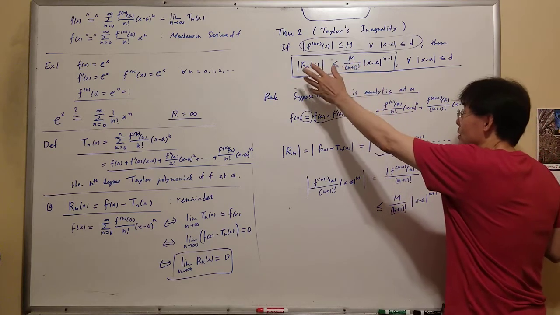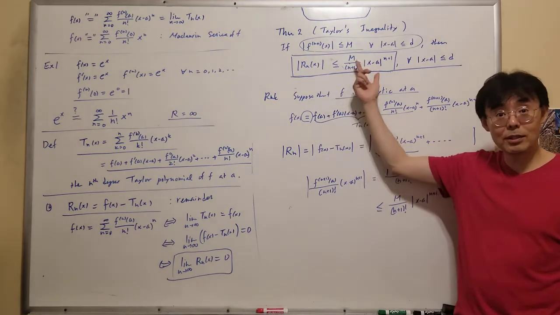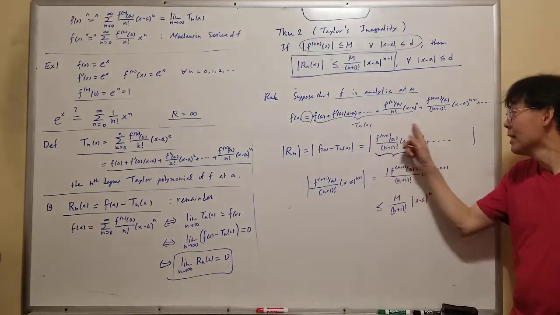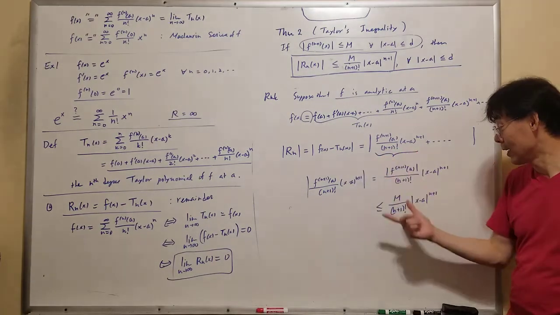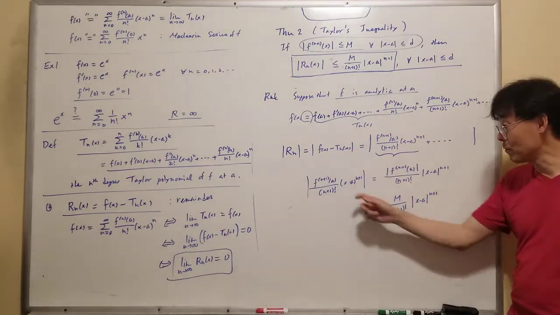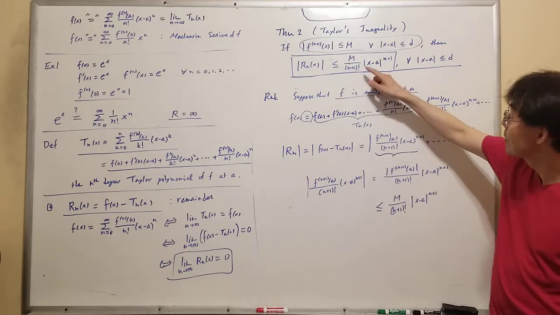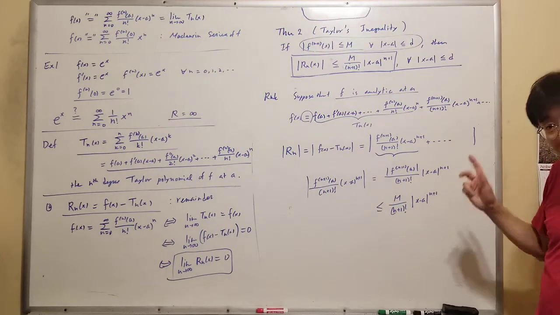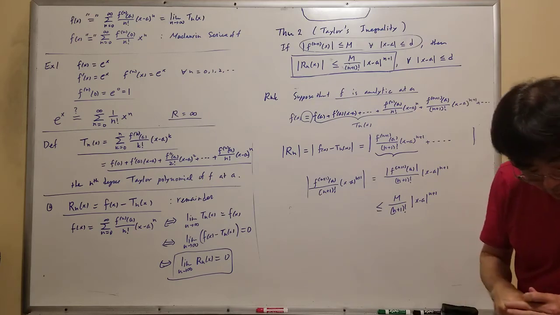This theorem said that the entire remainder is less than or equal to this expression. But that expression is actually the natural upper bound of the n plus first term, the first term neglected in this approximation, right? The entire remainder term is bounded by the same upper bound as for only this n plus first term. That's why it is easy to remember. Because from over here, the upper bound of this one is capital M over n plus 1 factorial, absolute value of x minus a to the n plus 1. That's why this looks very natural.